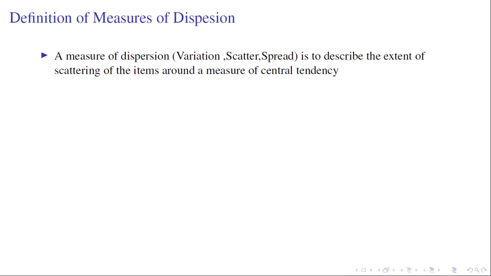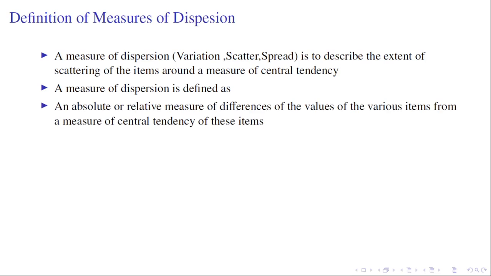Definition of measures of dispersion. A measure of dispersion, or variation, scatter or spread, describes the extent of scattering of the items around a measure of central tendency. A measure of dispersion is defined as an absolute or relative measure of differences of the values of the various items from a measure of central tendency of these items.